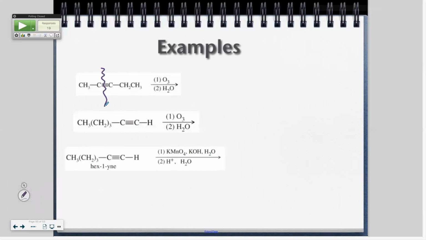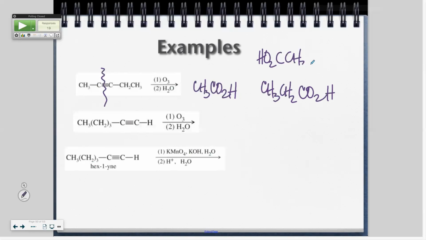Well, from the left side, we get CH3, CO2H. Right? What do we get from the right side? CO2H, CH2, CH3. Okay. So you get CH3, CH2, CO2H. You could write it like this if you wanted, if that makes you feel better.